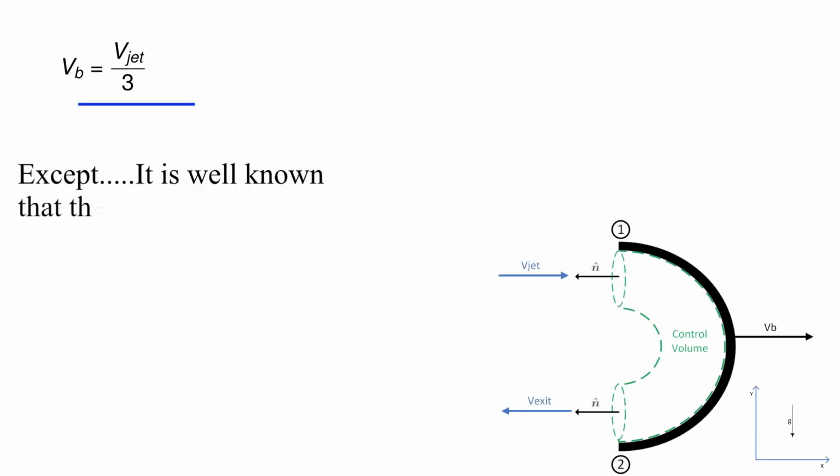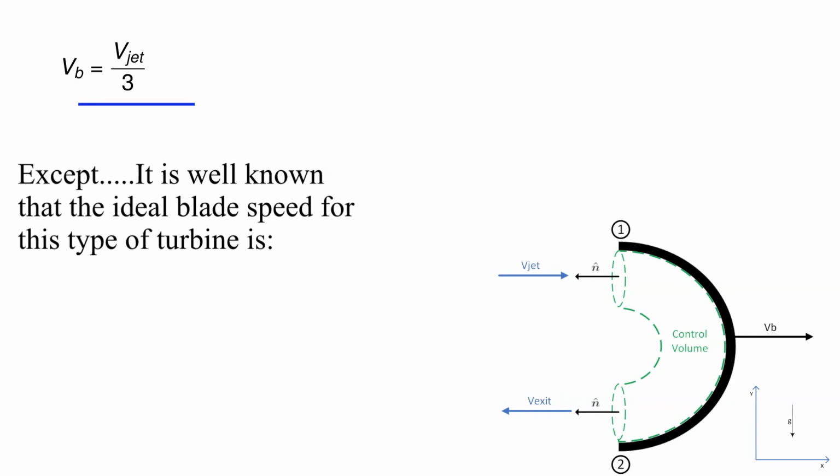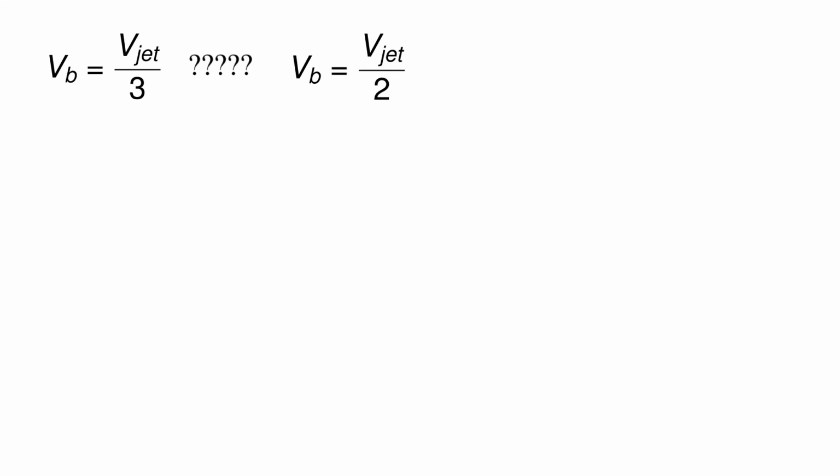Many will know that the ideal blade speed for this type of turbine is actually equal to the speed of the jet divided by 2. Where did we go wrong? It turns out that both are correct.